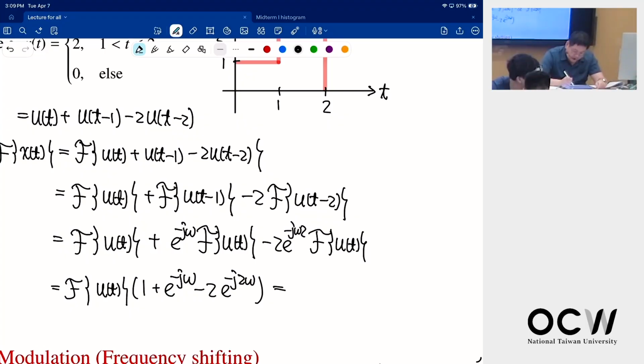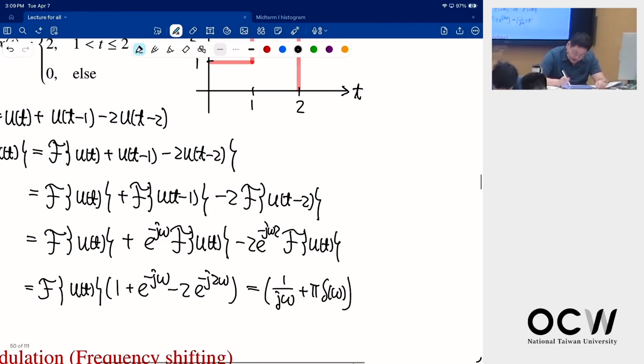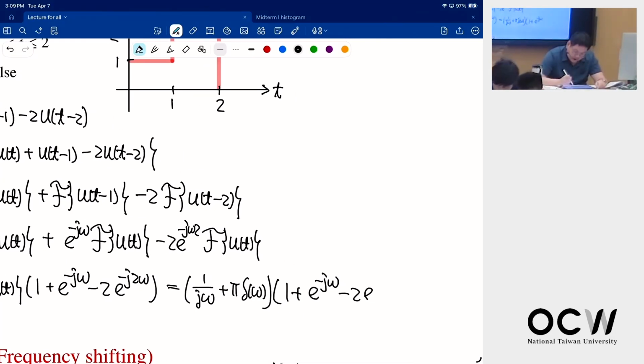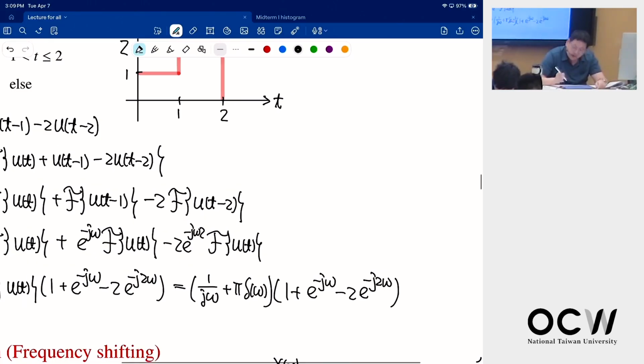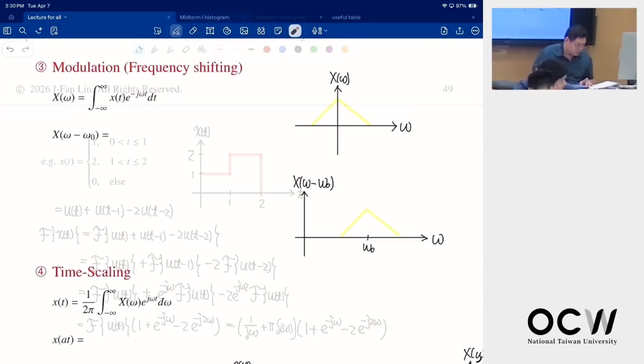So you can check the Fourier transform table. The unit step function, their Fourier transform is 1 over j omega plus pi delta function, then times 1 plus e to the minus j omega minus 2 times e to the minus j 2 omega. Alright, if you don't have any questions, let's just take a break.